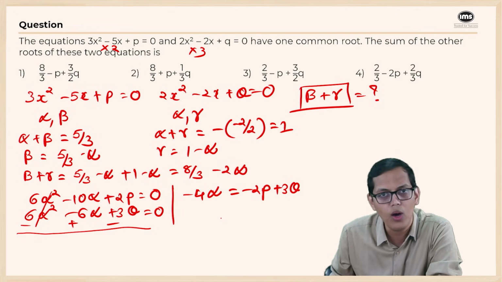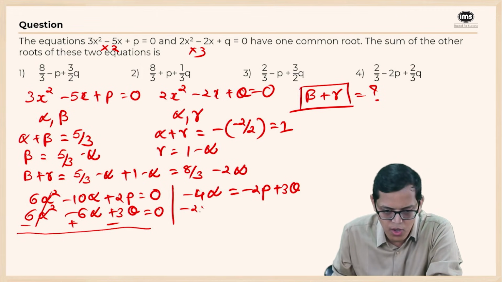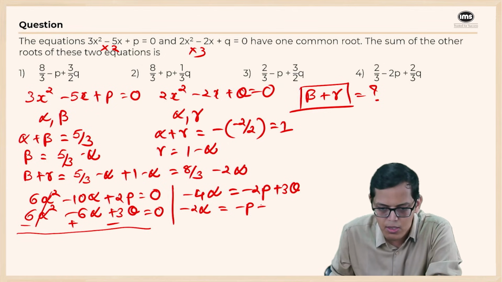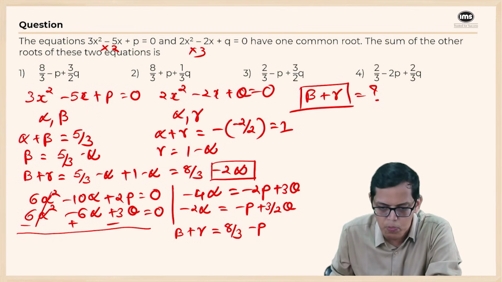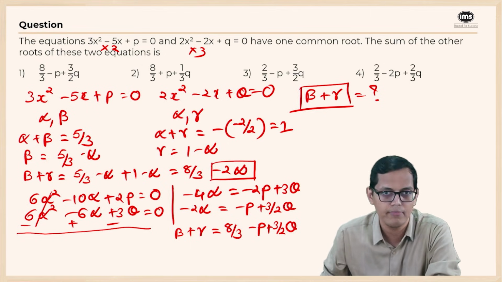Let's focus on −2 alpha. So −2 alpha, that is half of it, should be −p + (3/2)q. When we replace the same here, we get the final answer: beta plus gamma is equal to 8/3 − p + (3/2)q. That is your option number 1, the final answer.